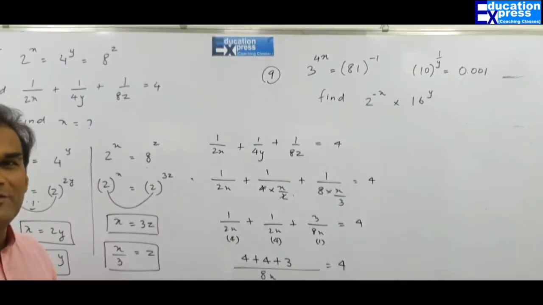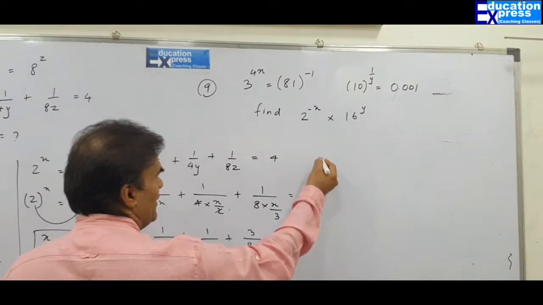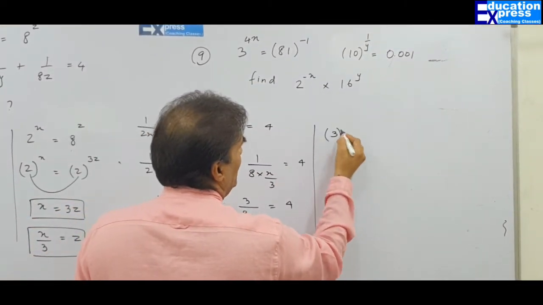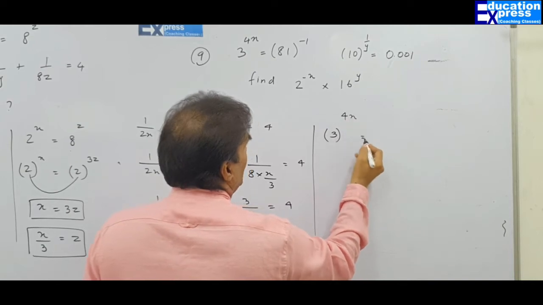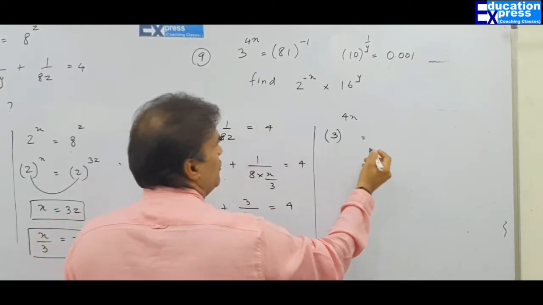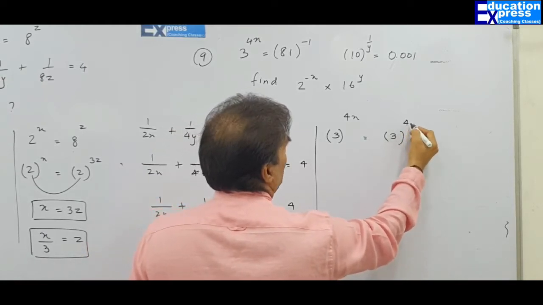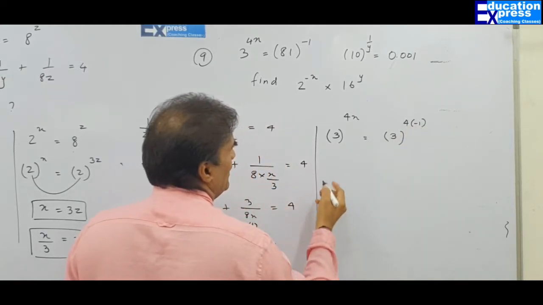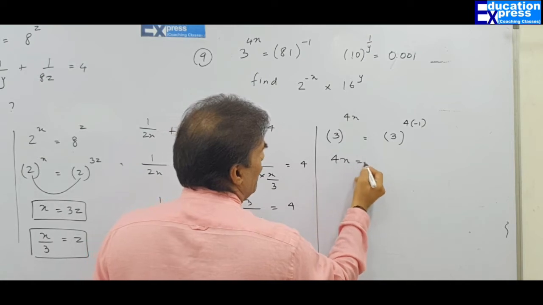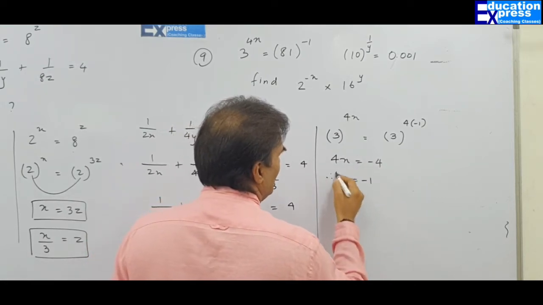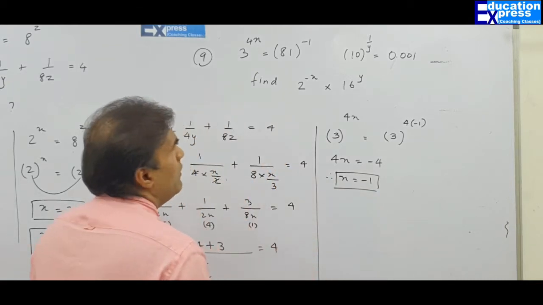Look at the next question, which seems to be easier than the one we did right now. It's given that 3 raised to 4x is equal to 81. As we know, 81 can be made 3 raised to 4, and there is a minus 1 outside. On comparison, can I say 4x equals minus 4? Therefore, x equals minus 1. It's very simple. What about this?